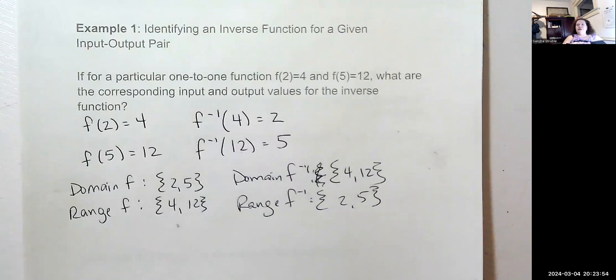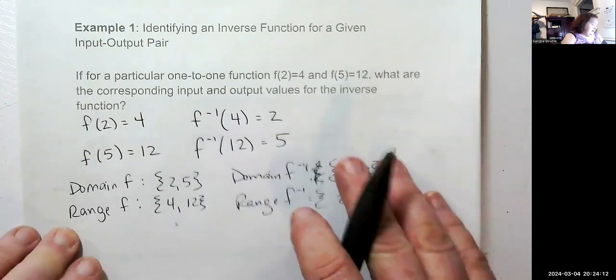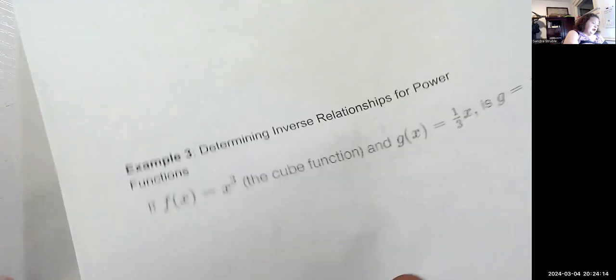So this should get you thinking and start to understand that the domain for f is going to be the range for the inverse of f, and the range for f is going to be the domain for the inverse of f. Just start having a conversation here. All right.